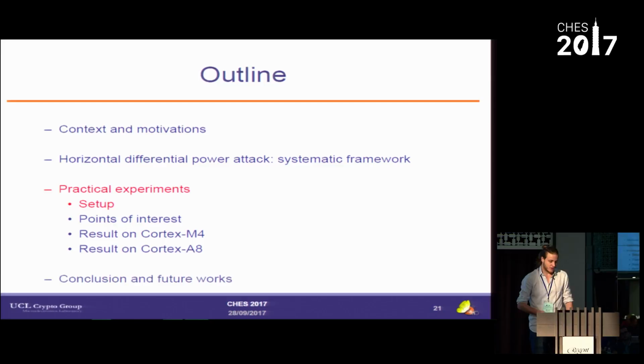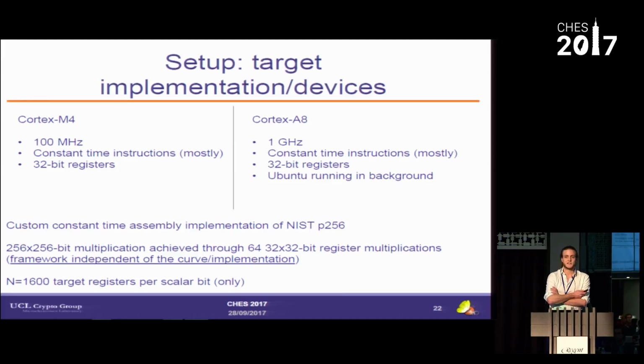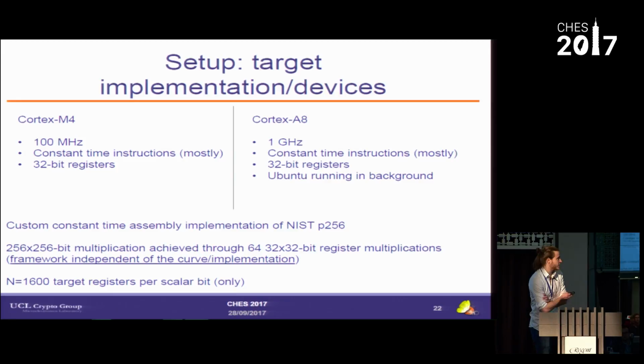We have two targets. The first one is the Cortex-M4, which runs at 100 megahertz with mostly constant time instructions and 32-bit registers. It's quite an easy target. And we have the Cortex-A8, which runs at 1 gigahertz and has an Ubuntu running in the background, so there is a lot of disruption in the signal, well, at least more disruption.